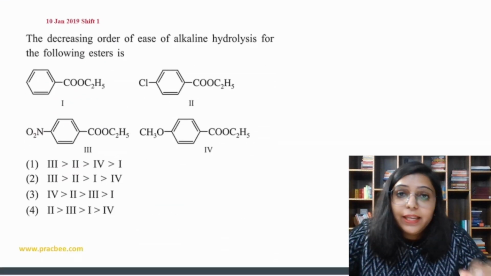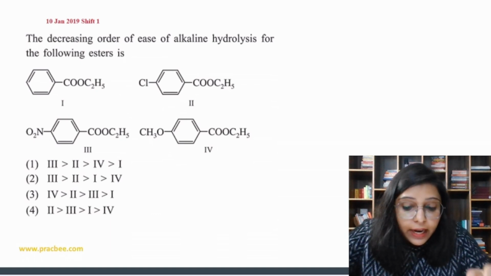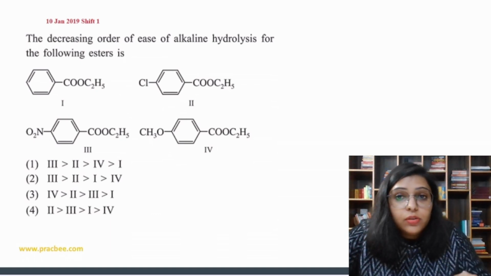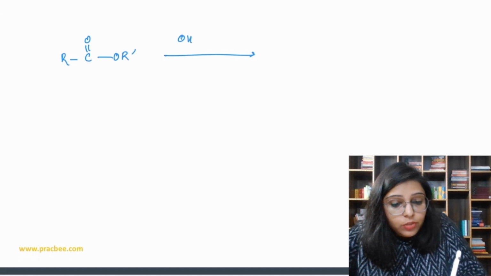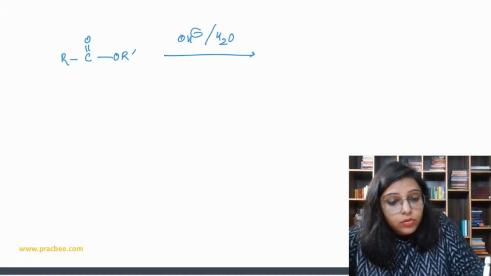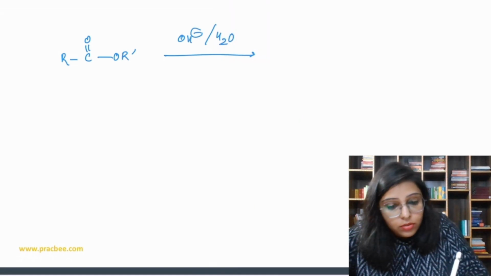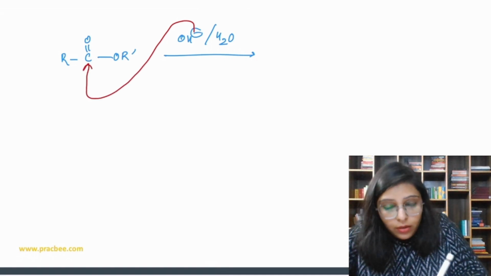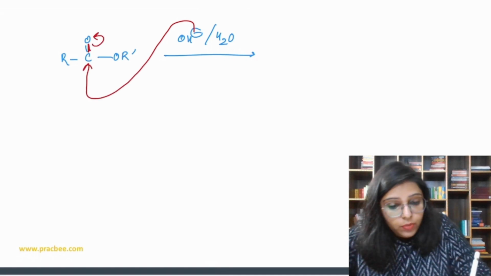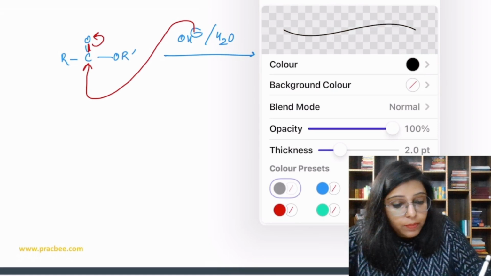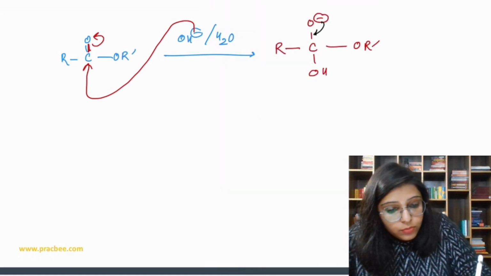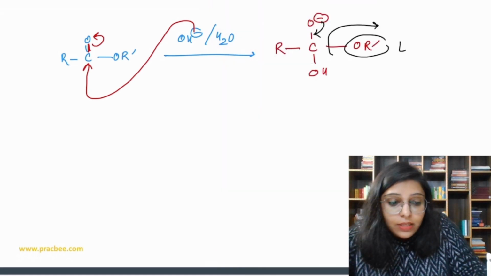The question is the decreasing ease of alkaline hydrolysis for the following esters. So what happens? If we have an ester, RC double bond O and OR, in the presence of OH minus and water we are going to do hydrolysis. So OH minus attacks over here, the electron of this bond shifts over oxygen, so we get O minus, OH and OR dash. Now the O minus electron comes back over here and OR leaves, because this is a leaving group.